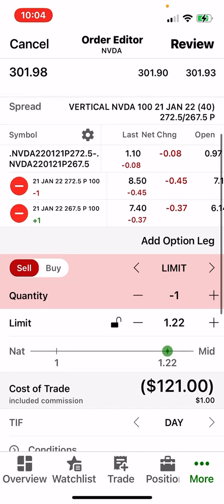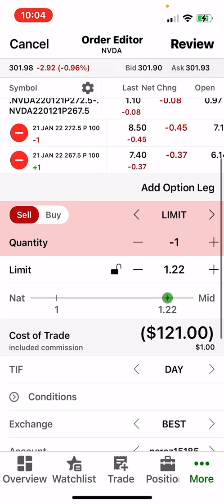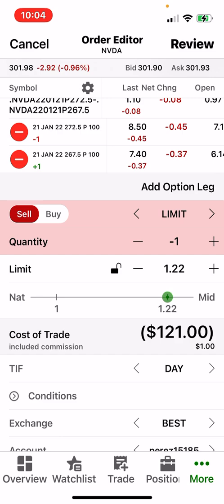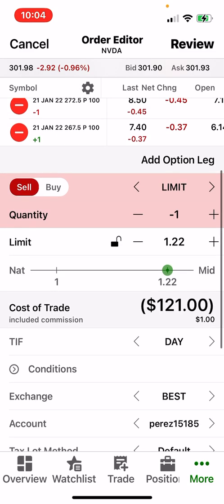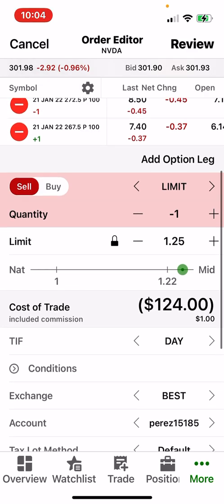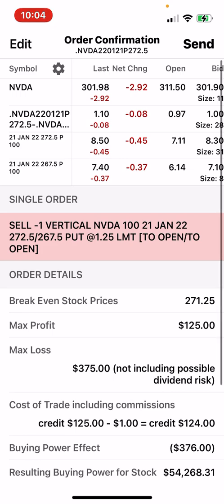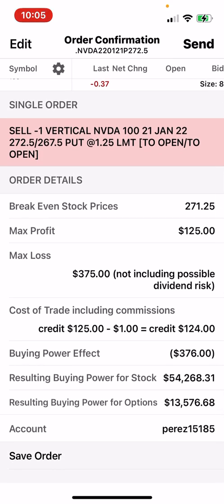So here's the trade, right? So what I do a lot of times is, let's say I collect, so I would look at this. Okay, maybe put it up to 125, right? And I would set this order. Boom, review. Get credit 125. Max loss 375. Boom, send it in, right? Once I send it in, boom, it's done, right?